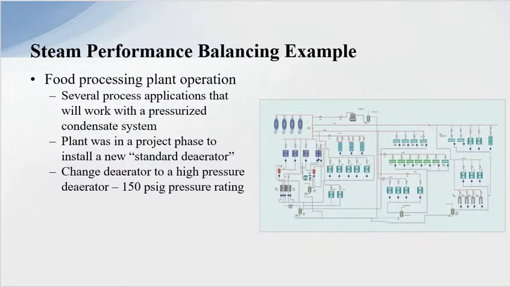The next example is a food processing plant operation. Again, they were going to put in a standard deaerator. We were on job site. We changed that deaerator to a high pressure deaerator, and we were able to bring select processes directly back to the deaerator and reduce their steam consumption by over 6,000 pounds of steam per hour, which was a substantial energy reduction.